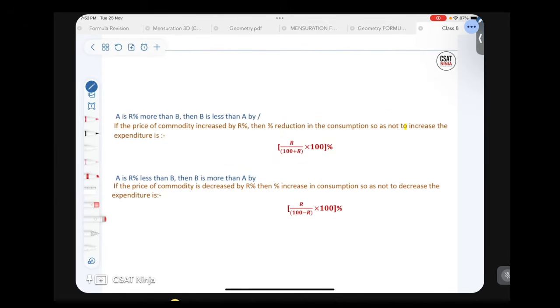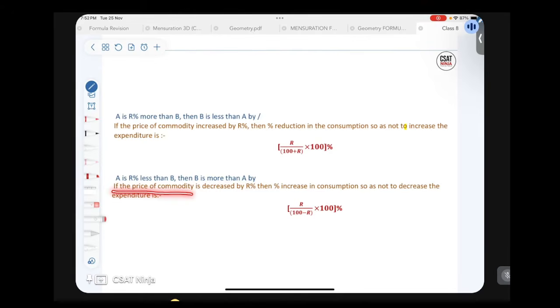Or the question can be asked this way. This is another formula. A is R% less than B, then B is more than A by. Remember, the first one was more than, the second one is less than, okay? That's the difference here. Same thing here.